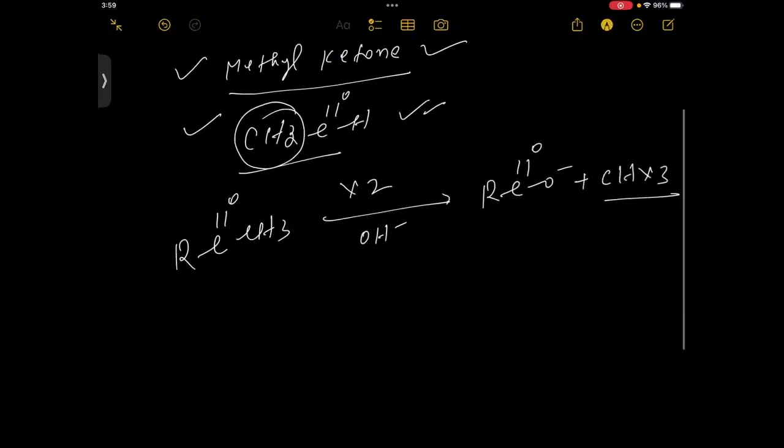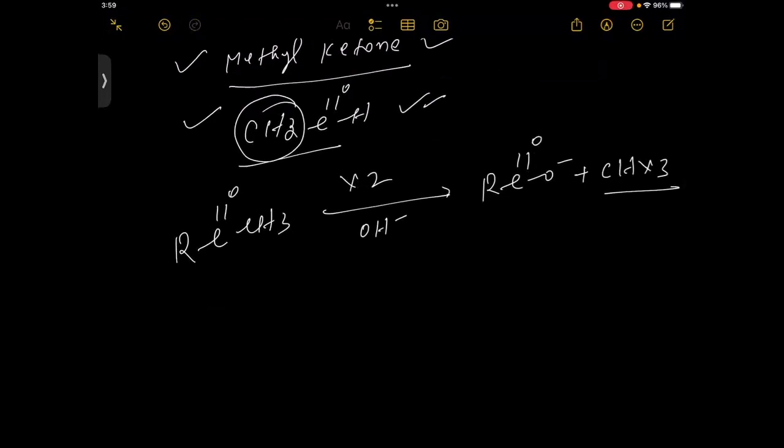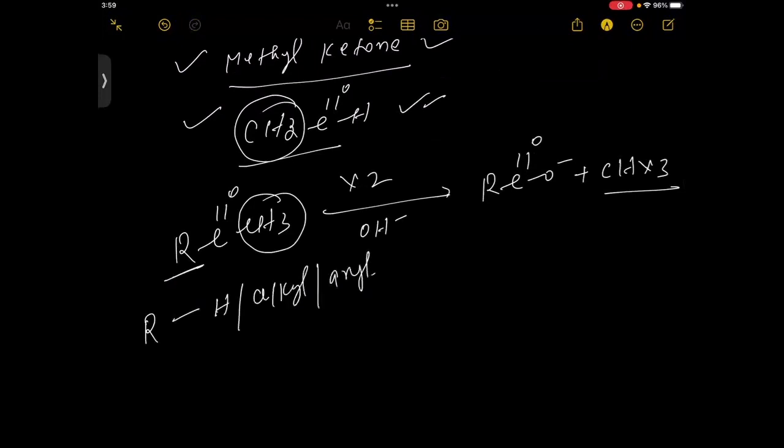See, students, as you know, the carbons which are directly attached to the carbonyl group are the most acidic carbons. That means their hydrogens are the most acidic hydrogens. One side should be the methyl group, and the second side can be anything. This R may be hydrogen, an alkyl group, or an aryl group. One side must be methyl, and the other side can be anything.